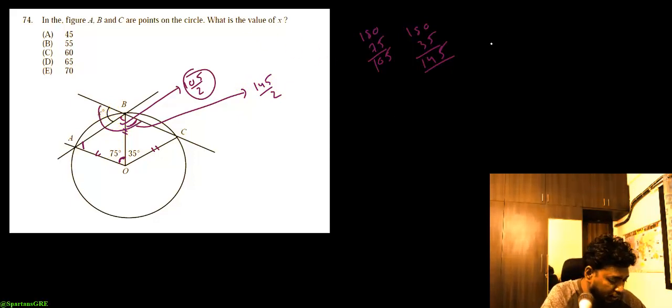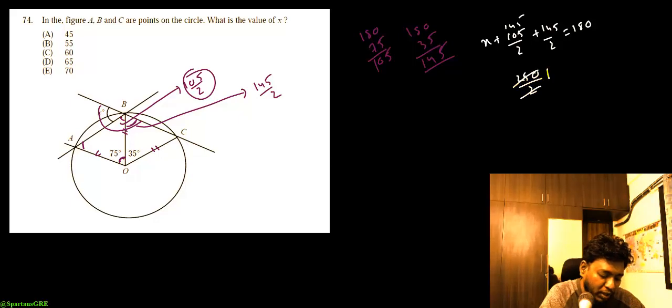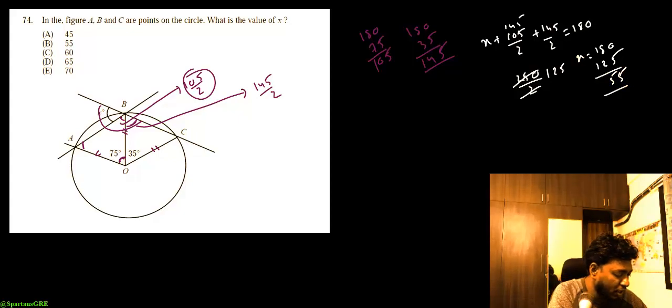And now this entire thing is a straight angle, that is 180 degrees. So what you can do is X plus 105 by 2 plus 145 by 2 equal to 180. So what is 105 plus 145? If you add them up, you will get 250 by 2. 250 by 2 means 125, right? So your X will be 180 minus 125, so it will be 55 degrees. So your answer for this question is 55 degrees, right?